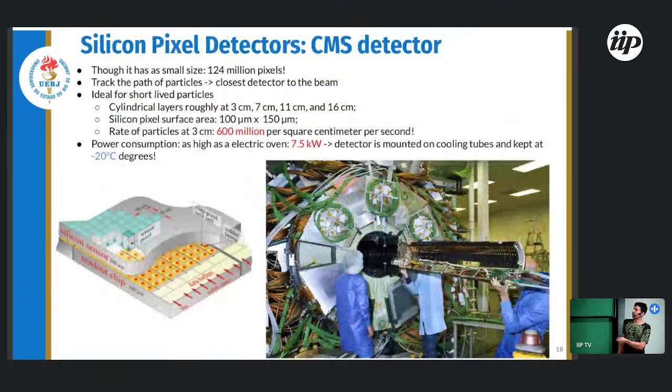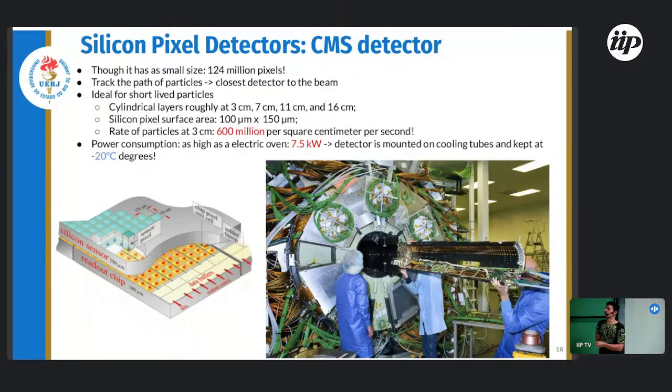We have 4 layers in this detector, at 3, 7, 11, and 16 centimeters. And the pixel size of this detector is 100 micrometers by 150 micrometers. And as I said before, if you take the innermost part, which is closest to the beam, we have around 600 million particles per square centimeter per second. So it's a really huge number of particles that pass through it.